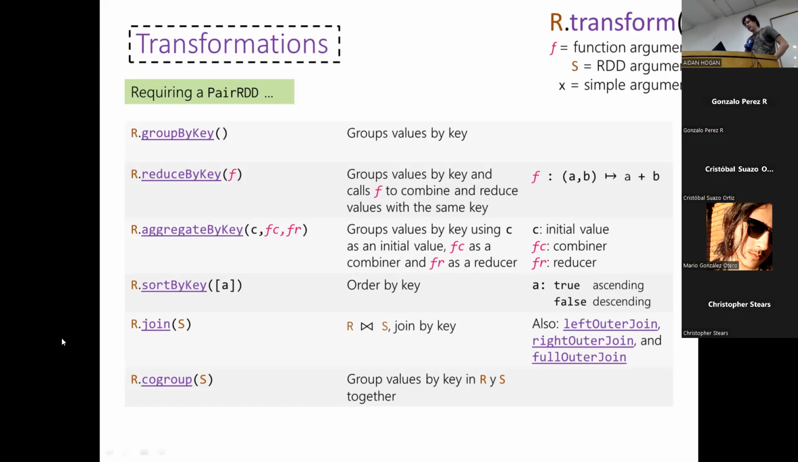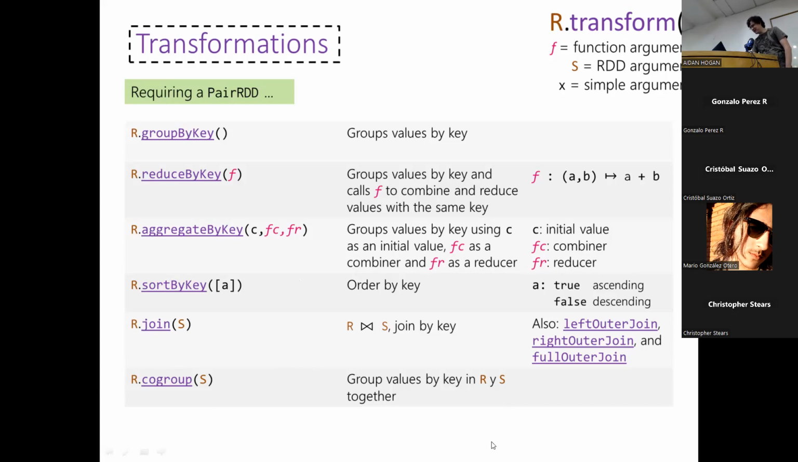We have sort by key, which is pretty straightforward. It allows us to order by whatever the key is we've defined. We have join, which allows us to join R and S by their key. Yeah. And we have co-group, which allows us to group the values by key in R and S together.